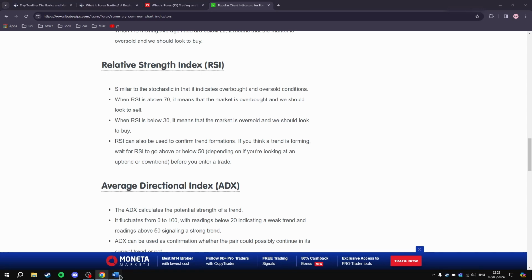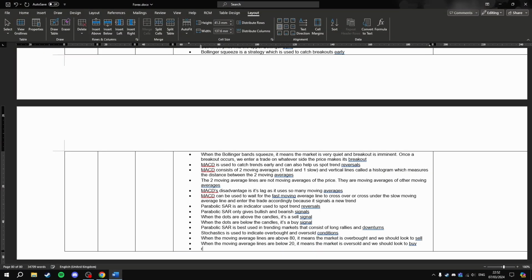The relative strength index, or RSI, is used to indicate overbought and oversold conditions.